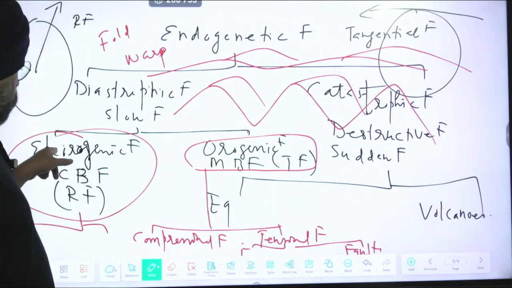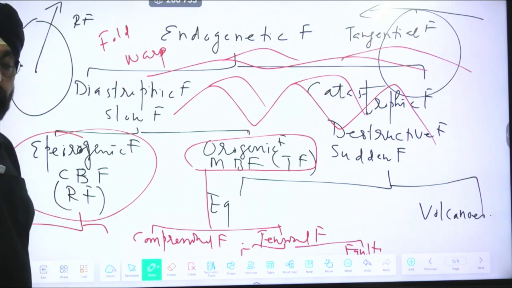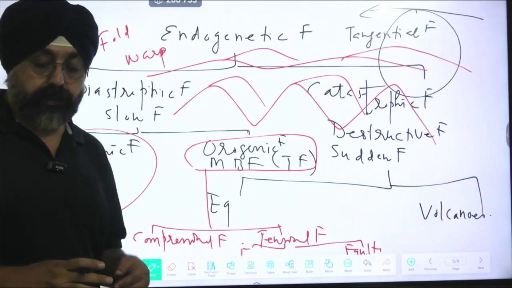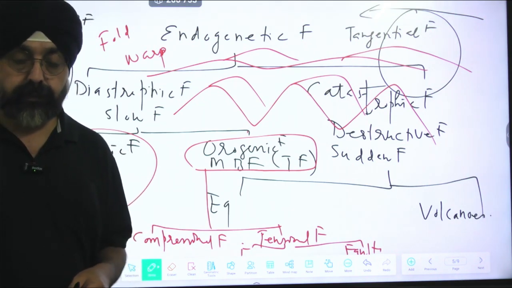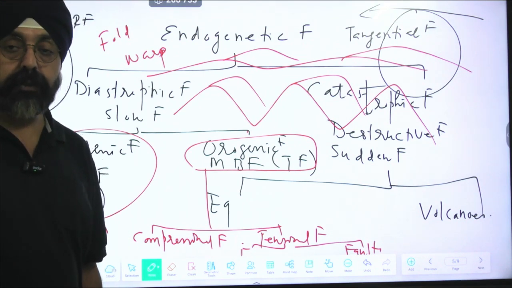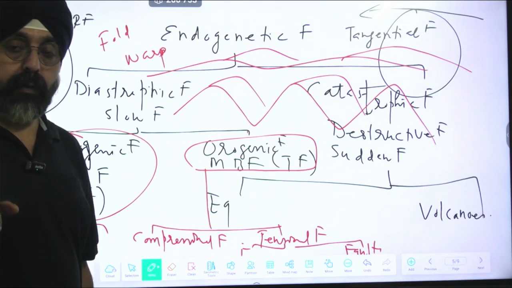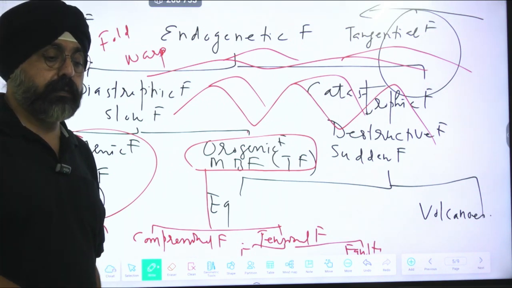And the epirogenic forces, the continental building forces, the radial forces, two parts: upward moving forces, downward moving forces. With the upward moving forces we are having continents, and with the downward moving forces we are having the epicontinental seas or the water bodies.